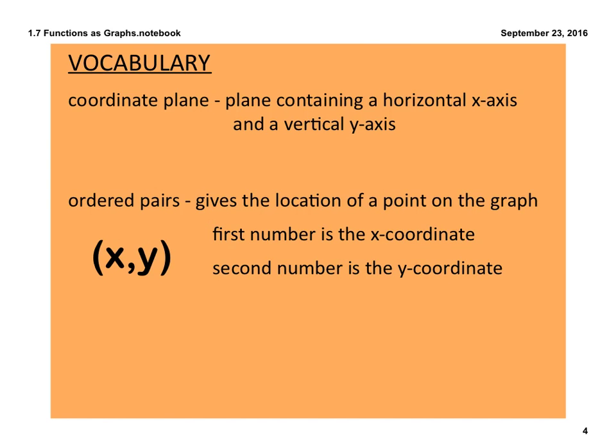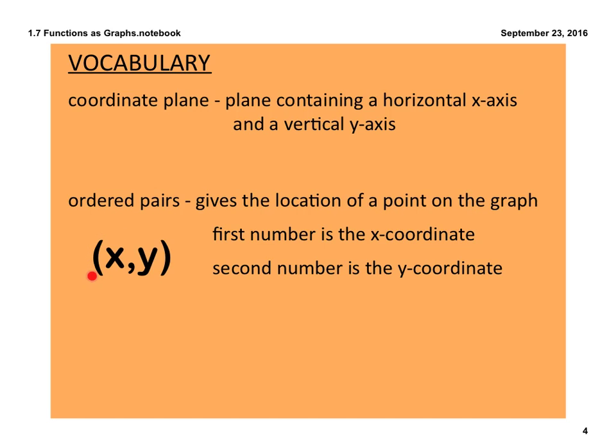So first, let's make sure we all have the necessary vocabulary that we need. We talk about a coordinate plane. It's a plane, it's a sheet of paper, if you will. It's a flat space containing a horizontal x-axis and a vertical y-axis. And within this coordinate plane, we have these things called ordered pairs, (x, y). These numbers give the location of a point on the graph.